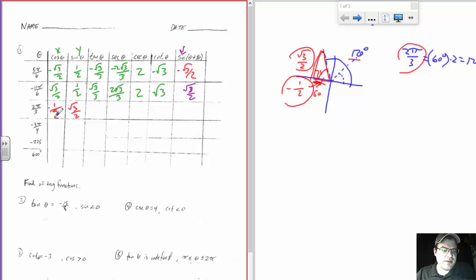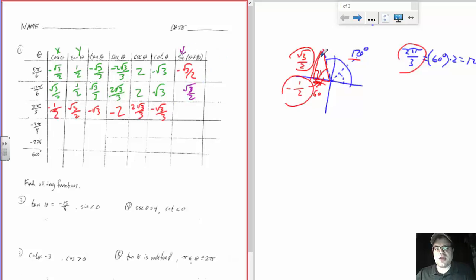The tangent is this divided by this, which we know is negative root 3. Okay, I'm not doing the calculations anymore. You can do that after looking at the first problem. The secant, we're going to flip the cosine upside down. It's going to give me negative 2. The cosecant will flip the sine. So this is going to give me 2 root 3 over 3. The cotangent will flip negative root 3, so that's going to give me negative root 3 over 3.